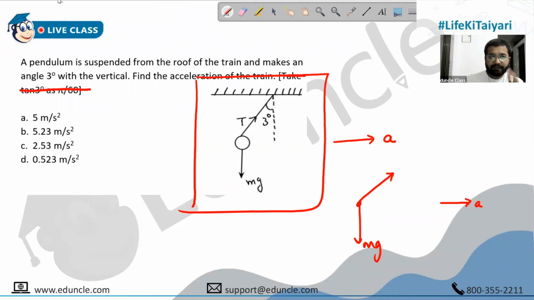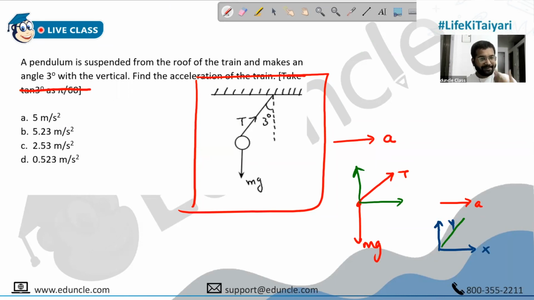I've already told you, people, we will always choose the x-axis as the direction of acceleration and the y-axis perpendicular to acceleration. And all the forces must be along these two axes. So mg is already along negative y. I don't have to resolve it. But the problem is with tension T. T is neither along x nor along y, people. So we have to resolve T into components. mg you will not resolve because mg is already along y.